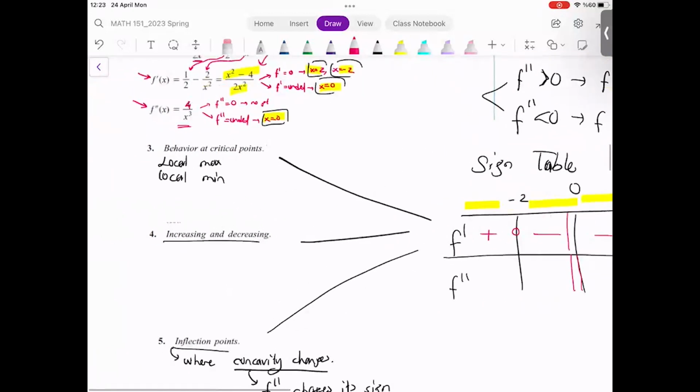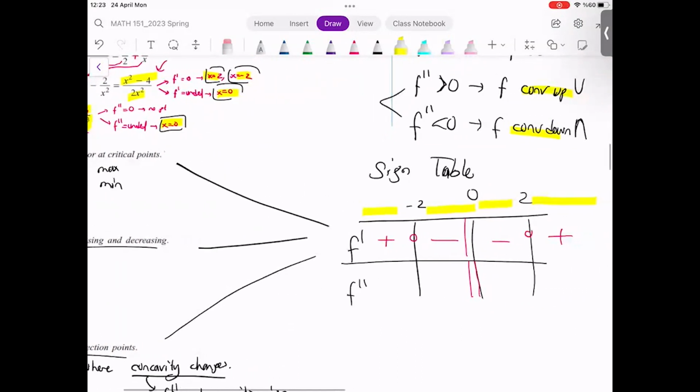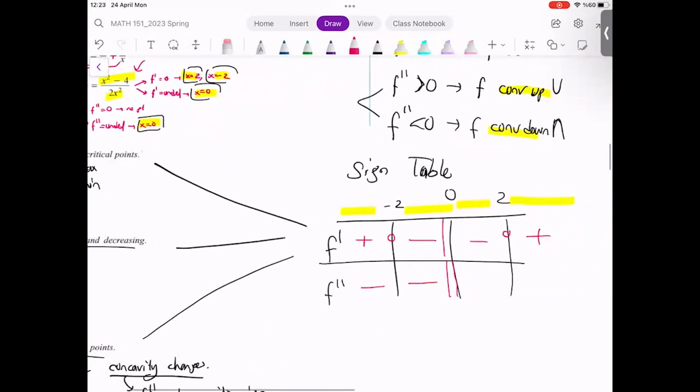Now look at the second derivative function. The second derivative function is here, 4 over x cubed. If x is positive, it is positive. If x is negative, it is negative, right? Okay, like this. Now, looking at this table, we can say where f is increasing, where f is decreasing, right?